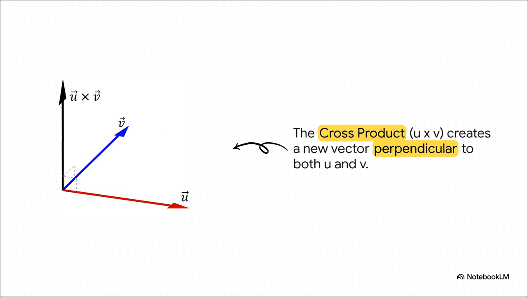Now let's talk about the cross product. Its magic is that it creates something new. You take two vectors, u and v, you cross them, and the result is a brand new third vector that is guaranteed to be perpendicular to both of the original ones. It literally finds the one direction that sticks straight out of the flat plane that your first two vectors create.